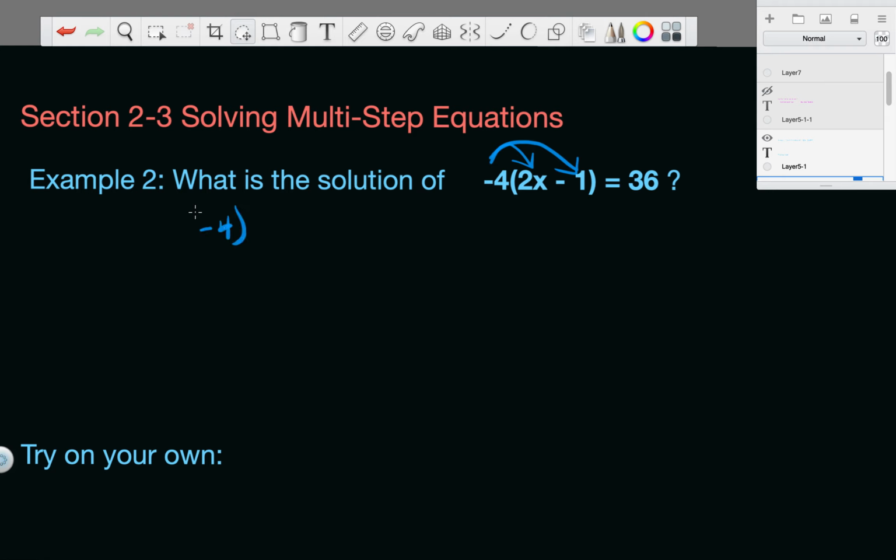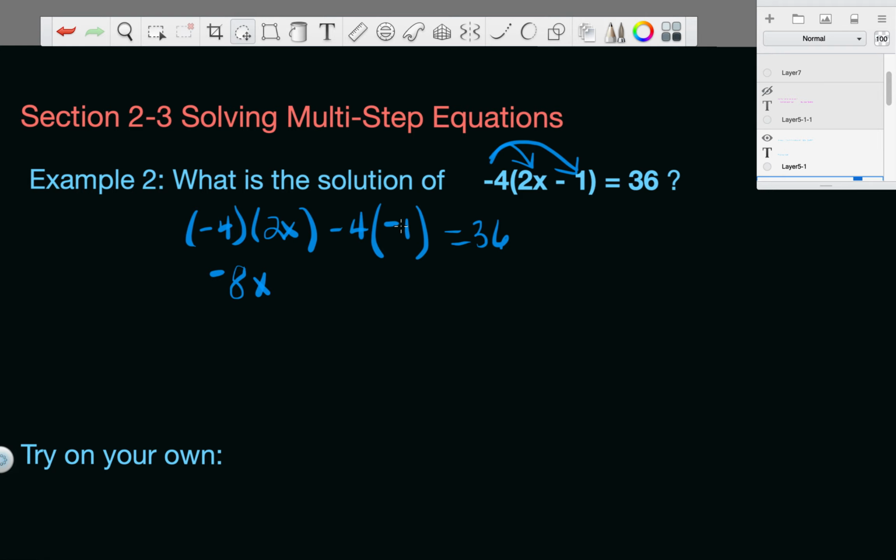So I'm going to have negative 4 times 2x minus 4 times negative 1, which equals 36. And then I'm going to simplify. So I have negative 4 times 2x. Negative 4 times 2 is negative 8x.